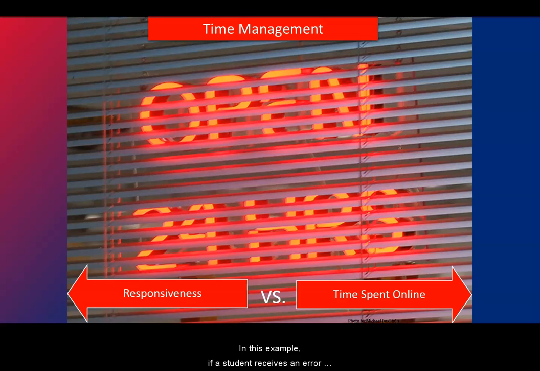In this example, if a student receives an error message when submitting a quiz at 11:45 p.m. on a Friday, emailing the instructor right away documents when the problem occurred and that the student was attempting to submit the assignment prior to the deadline.